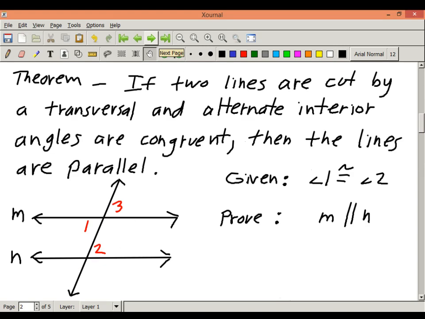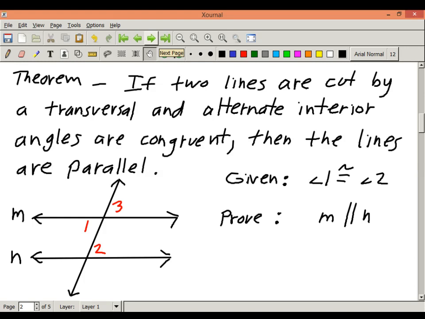Okay, so first theorem out of three here today. This theorem says, if two lines are cut by a transversal and the alternate interior angles are congruent, then the lines are parallel. So again, we're doing the exact converse of what we did earlier. We're saying this time if we have two lines, any two lines that are cut by a transversal, and if in that process you have alternate interior angles being congruent, the conclusion is then the lines are parallel.